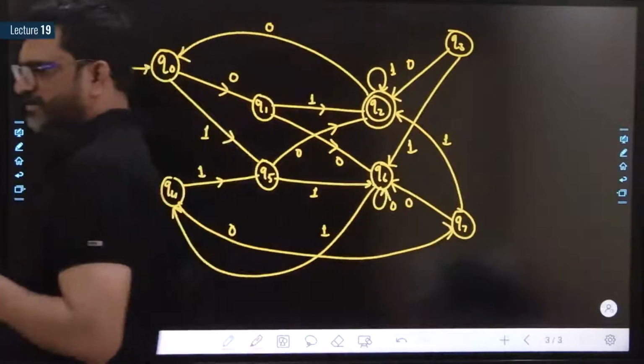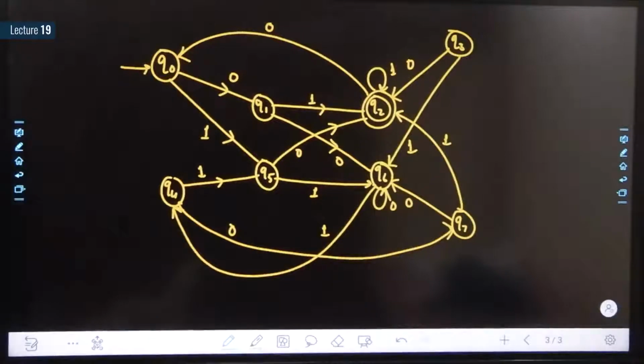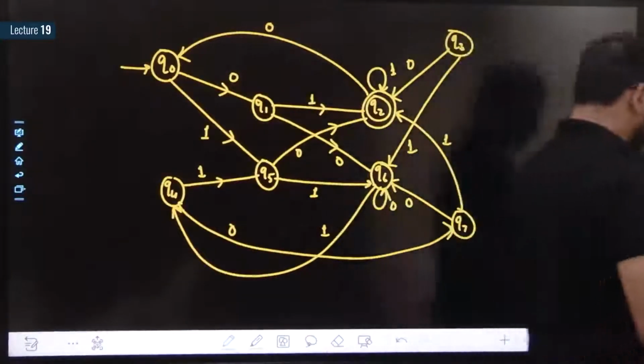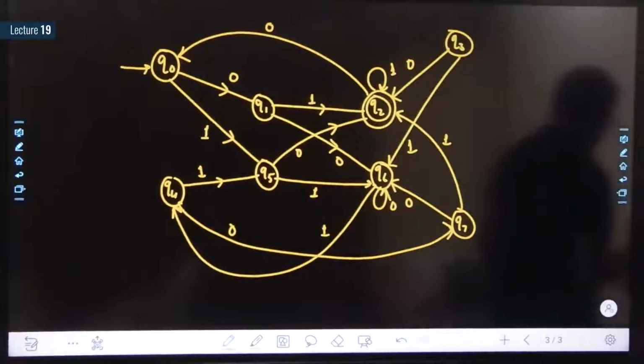Find the minimal DFA, or minimize this DFA. Minimize the DFA. Do it fast. Take 2-3 minutes and try to do this.